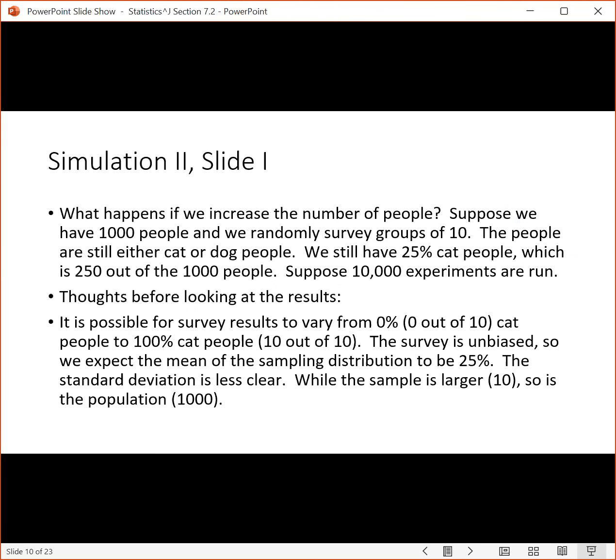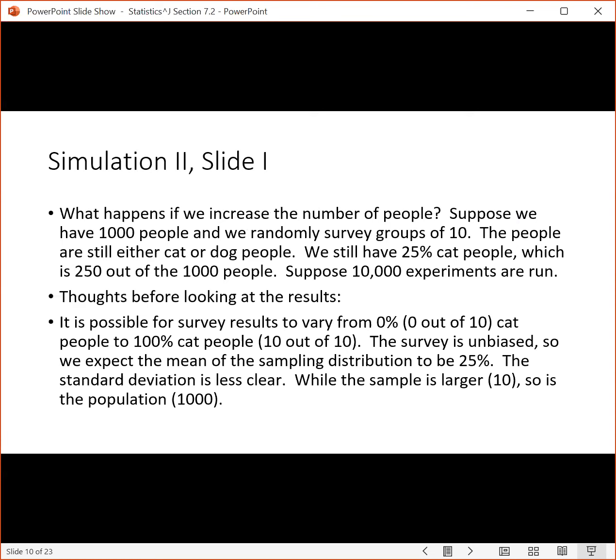All right, so let's go through and do another simulation and see if we can refine what we've learned. So what happens if we increase the number of people? Suppose that we have 1,000 people instead of 8 people, and we randomly survey groups of 10 instead of 2. The people are still either cat people or dog people. We still have 25% cat people. So there's 250 out of the 1,000 who are cat people.